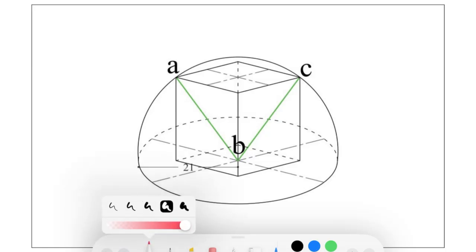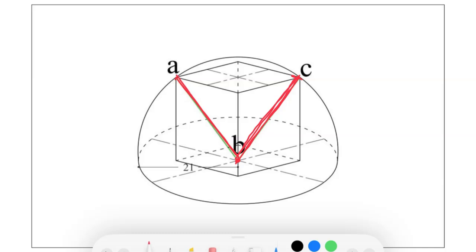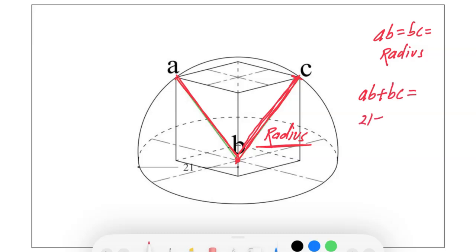In this case, what is happening? This is the center of the hemisphere. Now from this center, we have a cuboid within it. But to understand, the BC part is touching the periphery of the hemisphere. Similarly, AB is also touching the periphery of the hemisphere. So when from the center, anything touches the periphery of the hemisphere, what is going to happen? It is nothing but radius of the hemisphere. So both AB equals BC equals radius. Therefore, the final answer in this case is going to be AB plus BC equals 21 plus 21. Therefore, this is nothing but 42.